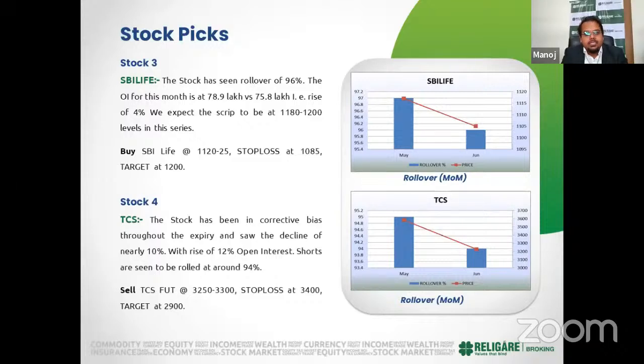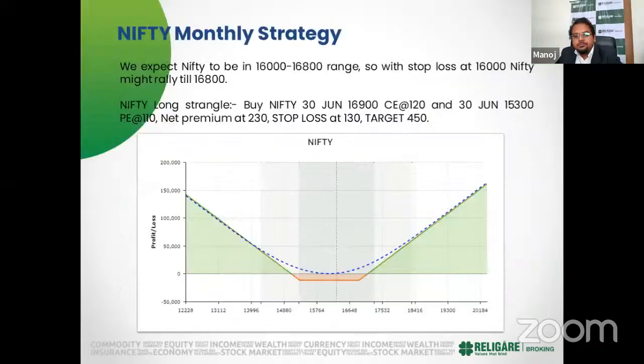Now, as I said, IT as a sector has still not seen enough selling, and the underperformance has been more in metals and IT. We believe that shorting TCS at these levels of 3,300, with a stop loss of 3,400, can yield results of around 2,900. So these are basically the four stocks that we expect can be done as a fresh trade into the series.